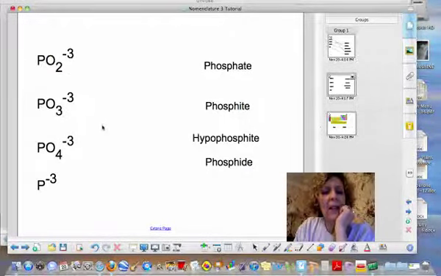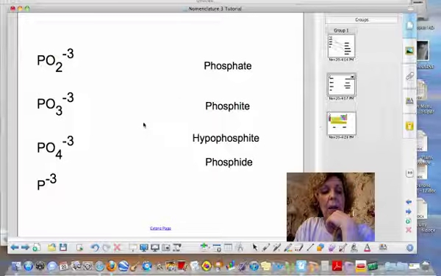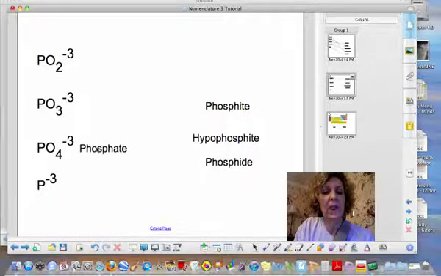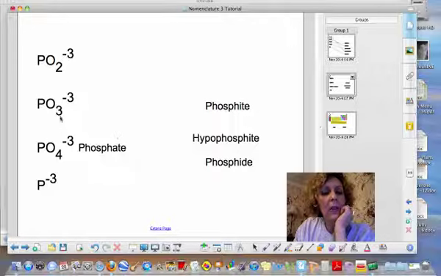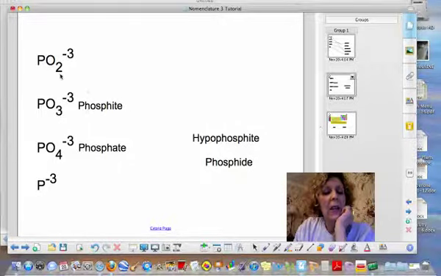All right, let's see if you can match these up. Which of these do you recognize as phosphate, the polyatomic ion that you memorized? Right, it's this one right here. So this one is phosphate. And look, this has one less oxygen than phosphate. Notice the charges don't change. So this is phosphite.